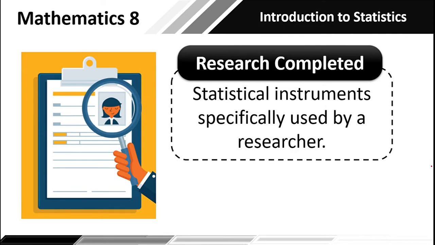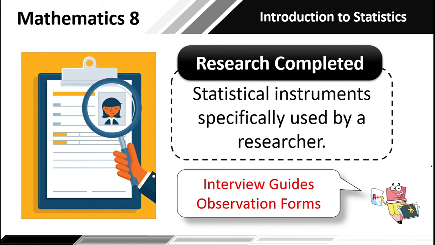First one is the researcher completed instrument. These are the statistical instruments used specifically by a researcher. Best examples are interview guides and observation forms. Interview guides and observation forms are the things used by the researcher while conducting a study.